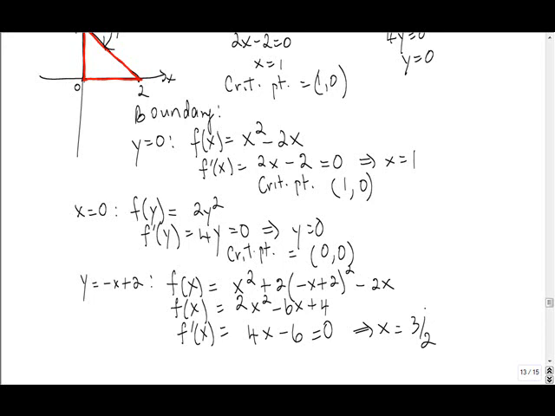And when x equals 3/2, what is y? So take this and put it into here. So this implies that y equals minus 3/2 plus 2, which is 1/2.